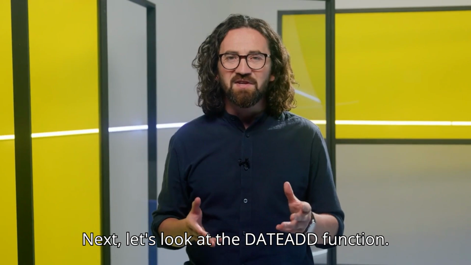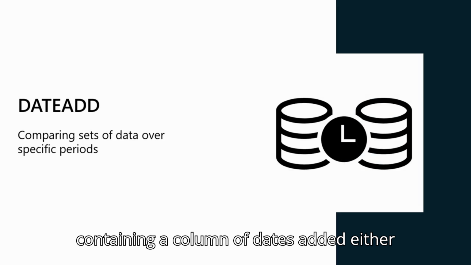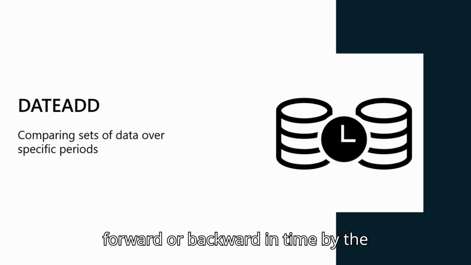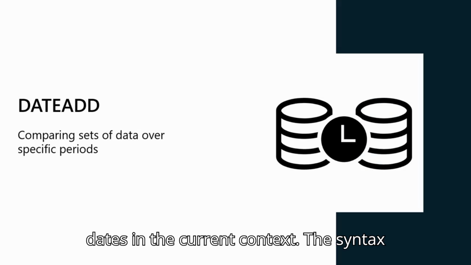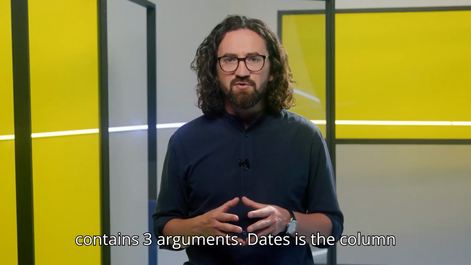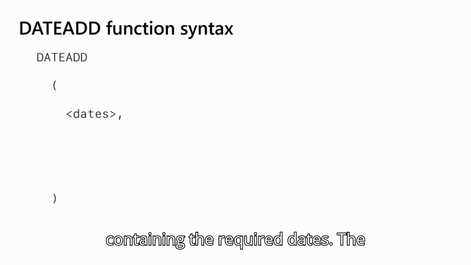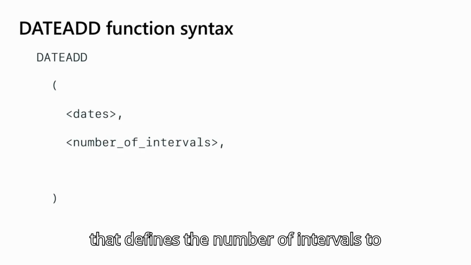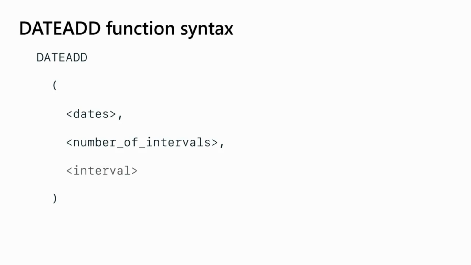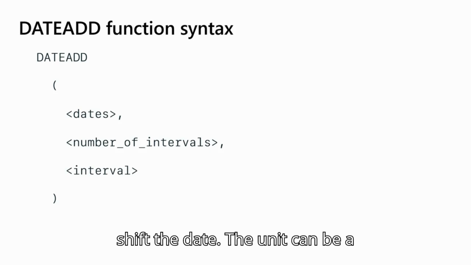Next, let's look at the DATEADD function. The DATEADD function returns a table containing a column of dates, added either forward or backward in time by the specified number of intervals from the dates in the current context. The syntax contains 3 arguments. Dates is the column containing the required dates. The number of intervals is the integer value that defines the number of intervals to add or subtract from the date. Interval is the unit of time by which to shift the date. The unit can be a year, quarter, or month.